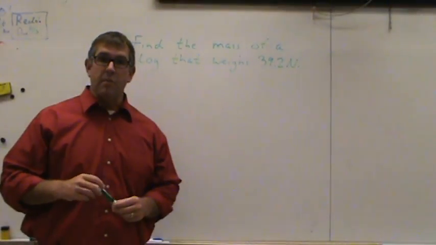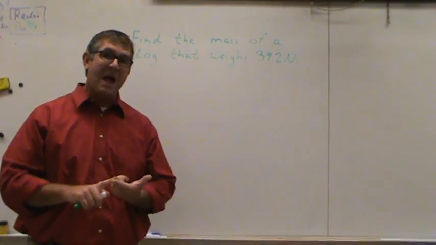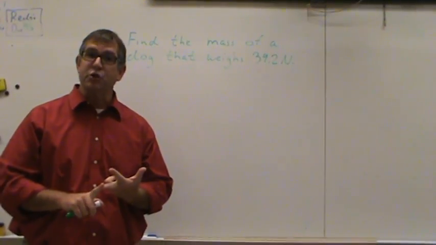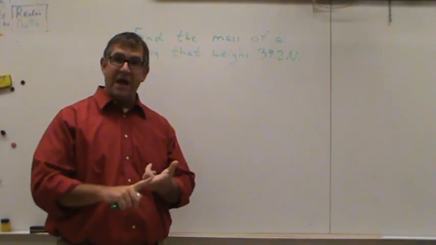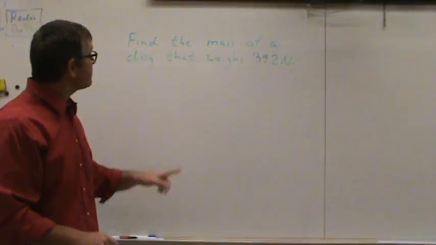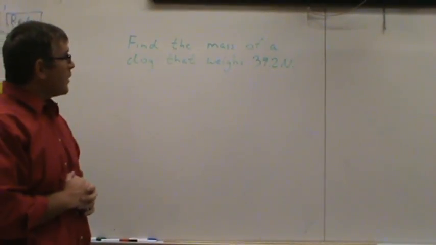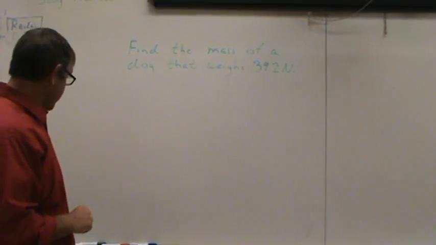In this type of story problem, we're going to be dealing with weight, mass, and the acceleration due to gravity. So weight, mass, and the acceleration due to gravity. Find the mass of the dog that weighs 39.2 newtons.